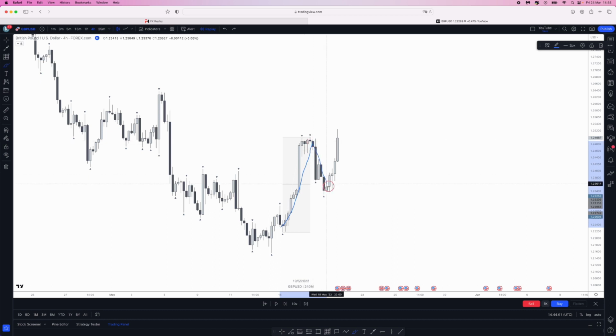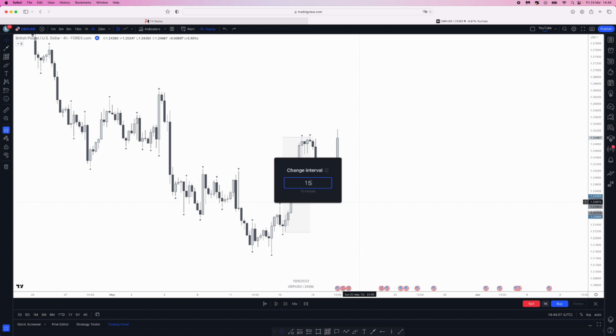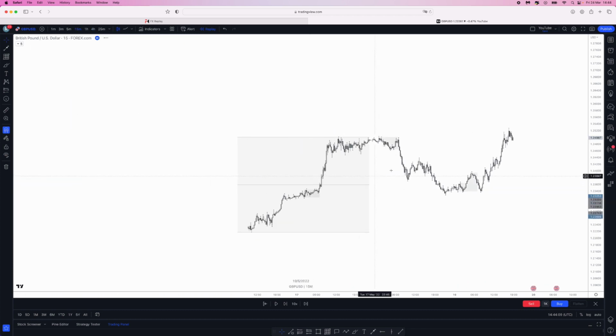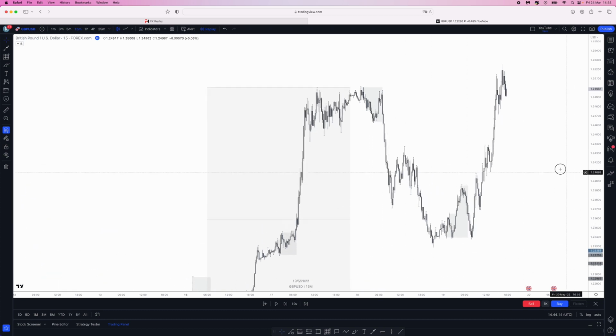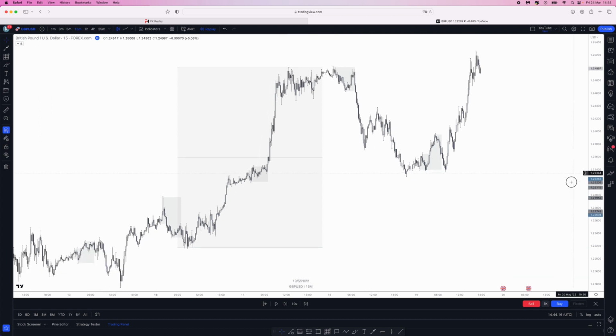So obviously what we're looking for is this trend to continue. If I drop down now onto the 15-minute chart, we'll see what's happening on the 15-minute. As you can see, when we do get a point of realignment, this is obviously the 4-hour leg right here, right?